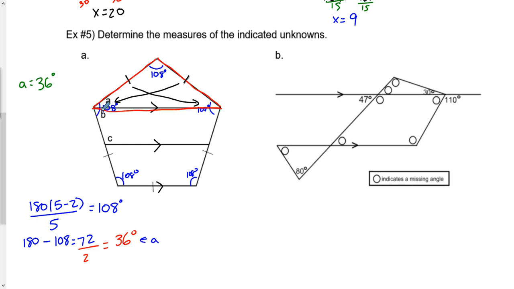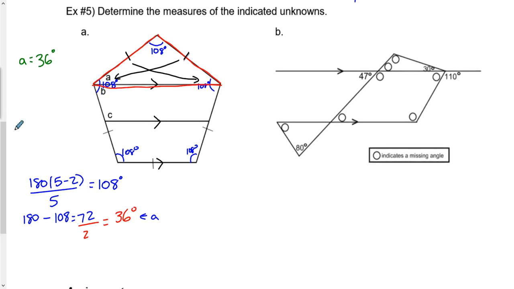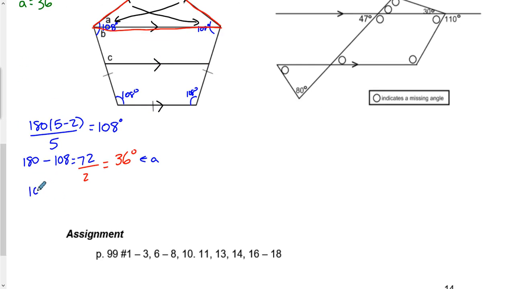For example, we know that this entire angle here is 108. We know that A is 36, so 108 subtracting 36 is going to be 72. So angle B is 72. How about C? There's actually two ways of doing this.